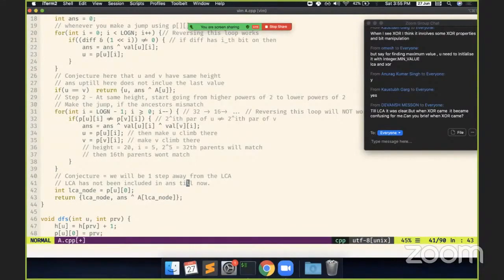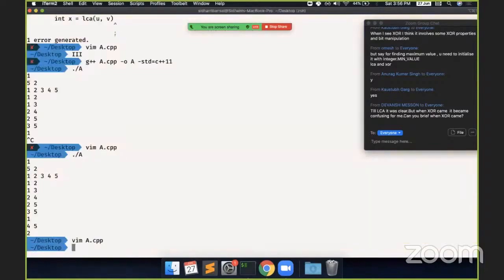Yeah, thinking about it this way is actually simpler: from U to V, there is actually a path, and you're making the path shorter and shorter by making U and V come up in the tree. And whenever you come up in the tree, you are killing some portion of the path, and the portion you're killing has to be consumed by your XOR variable. So that's pretty much the implementation.